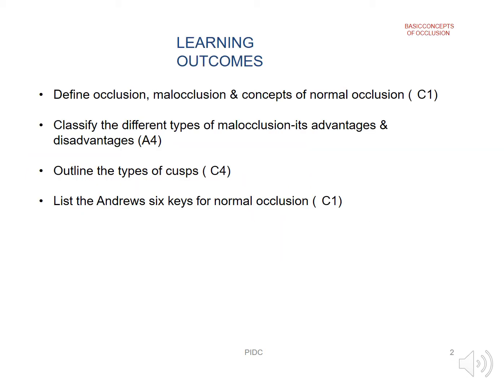These are the learning outcomes. By the end of the lecture, you should know how to define occlusion, malocclusion, and concepts of normal occlusion. You also need to know how to classify the different types of malocclusion, its advantages and disadvantages. You must also know how to outline the types of cusps, and you should know how to list down the Andrew's keys for normal occlusion.